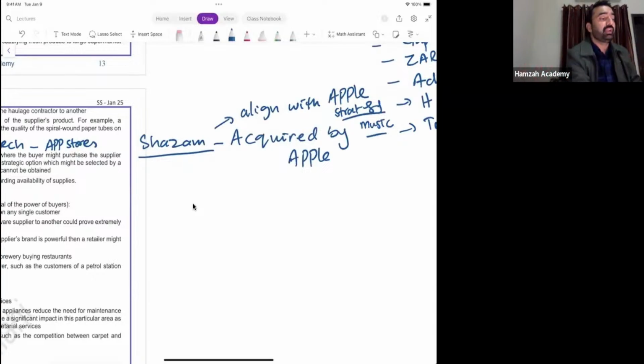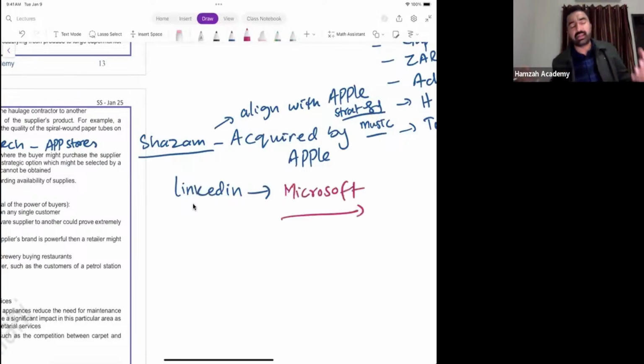One more very interesting example is LinkedIn. Do you know who owns LinkedIn? LinkedIn is owned by Microsoft. Why did Microsoft acquire LinkedIn? A very clear reason.